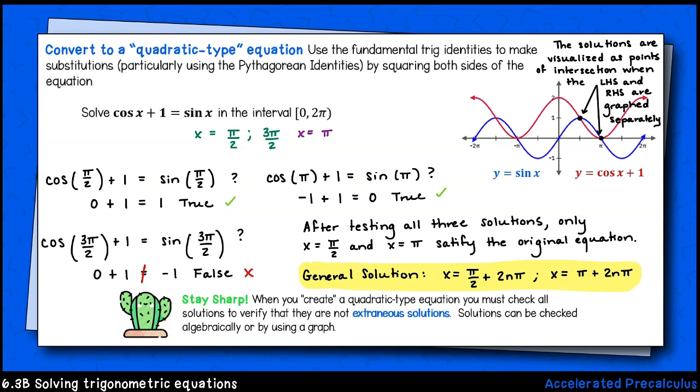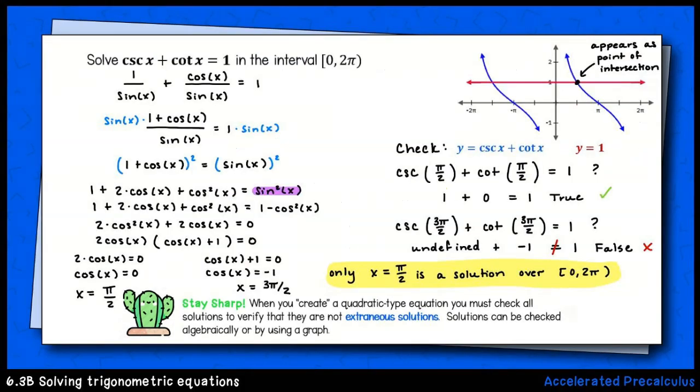We can visualize the solutions graphically by plotting the left-hand and right-hand sides of the equation separately and looking for the points of intersection. Using our graph, we can visually confirm the solutions pi over 2 and pi, and we conclude that 3 pi over 2 is not a solution. Let's look at just one more.